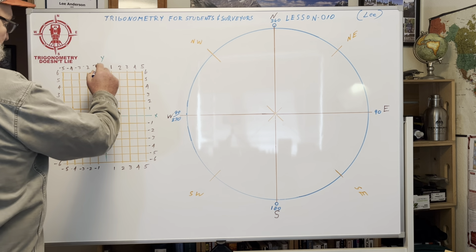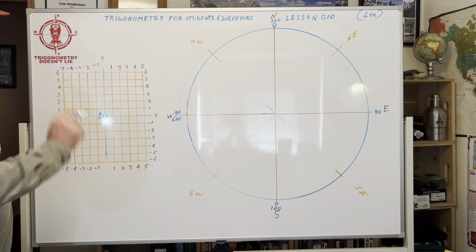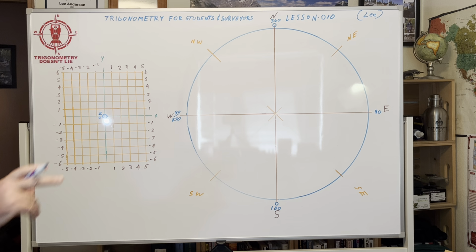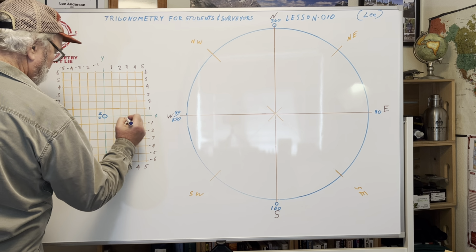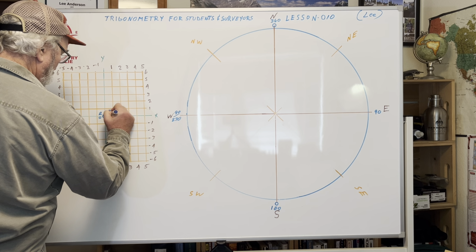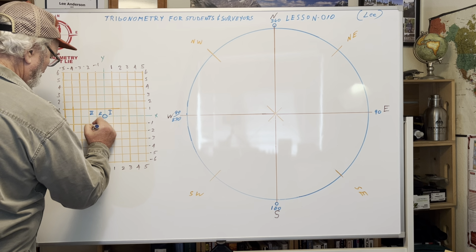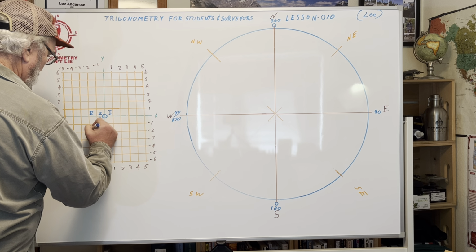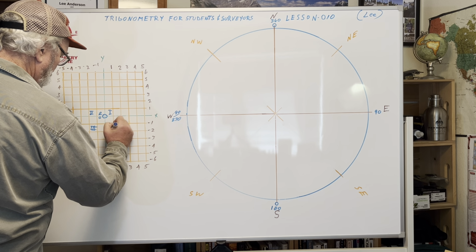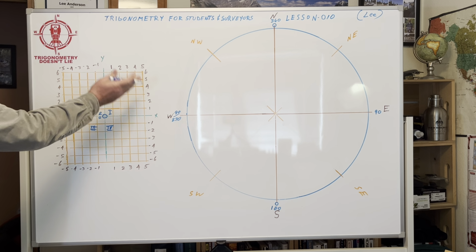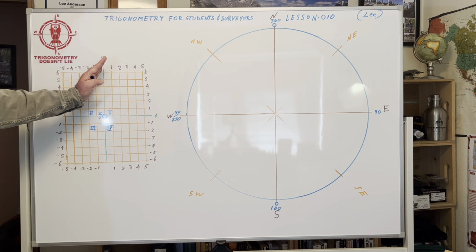Anything in this quadrant here, and by the way, they call these quadrants a little differently than what we're going to call ours. They call these quadrants Roman numeral 1, 2, 3, and 4. That's how they do it, and they tend to angle the vertical angles up.